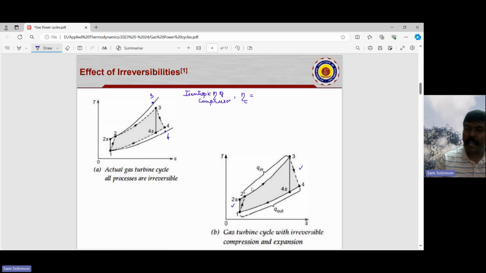Where will you have the maximum work? Remember, for the compressor, it is we who give the work. So it is the work input that has been given to the compressor to run the compressor. It is usually the actual work input which is higher than the ideal work input. So W ideal divided by W actual, which means ideal work input divided by actual work input. Ideal means the isentropic process.